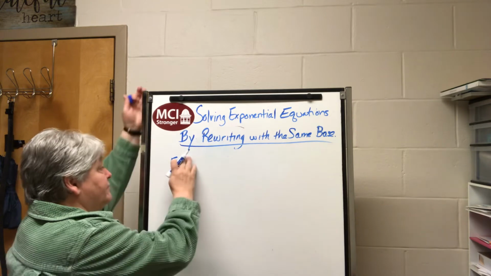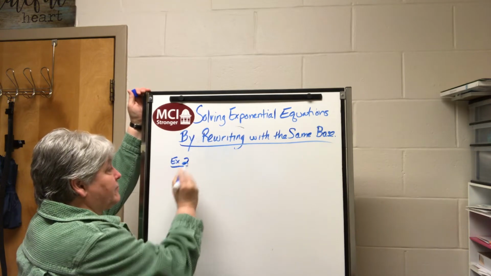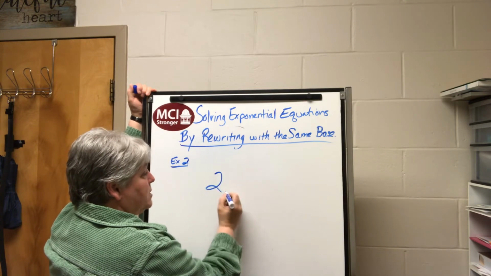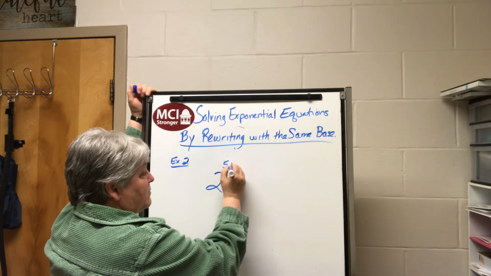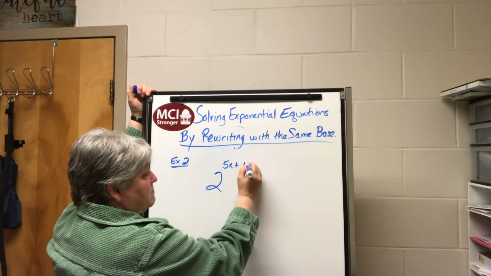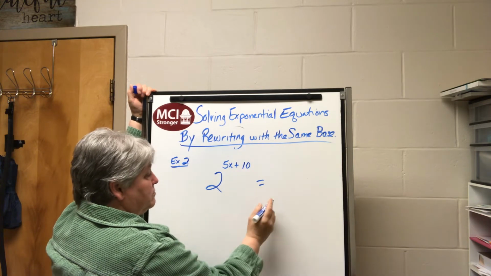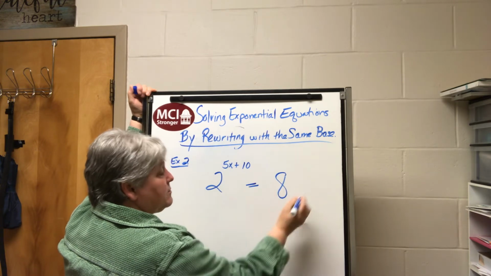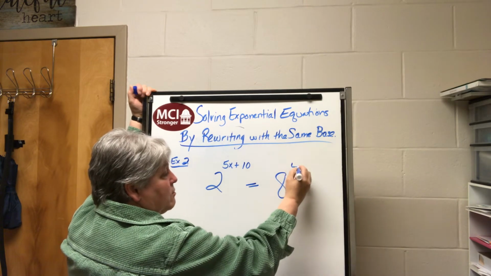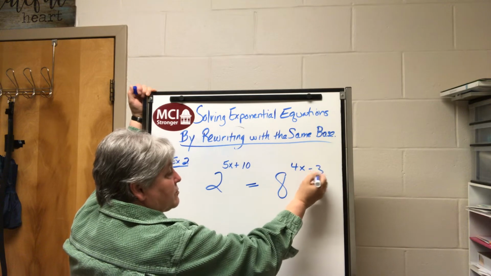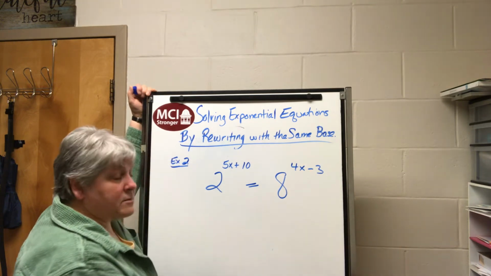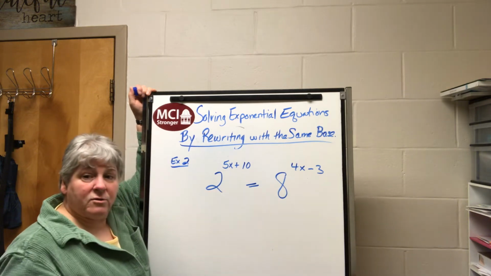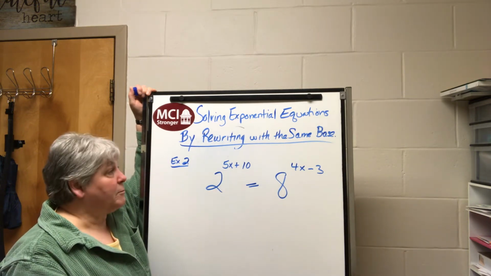Here's example 2. This one I'm going to make be 2 to the 5x plus 10 is equal to 8 to the 4x minus 3. This is an example of one where the bases are not alike to begin with. So we're going to have to rewrite it to the same base.